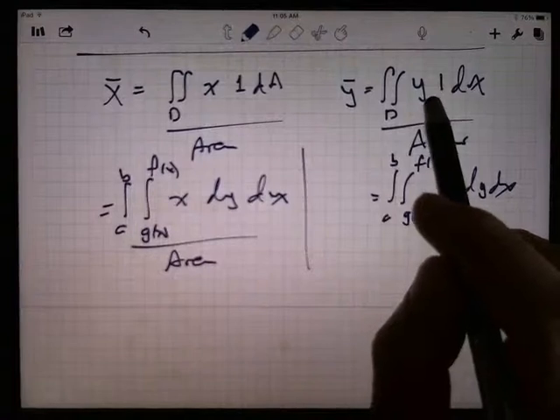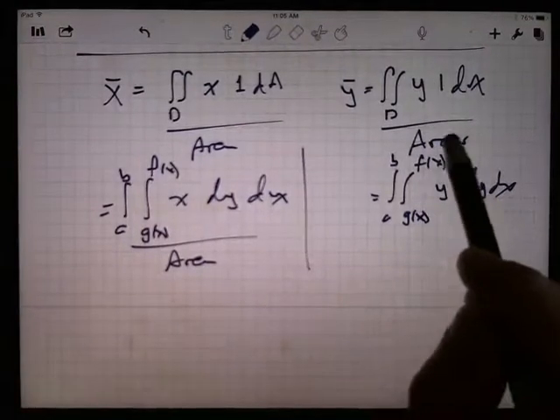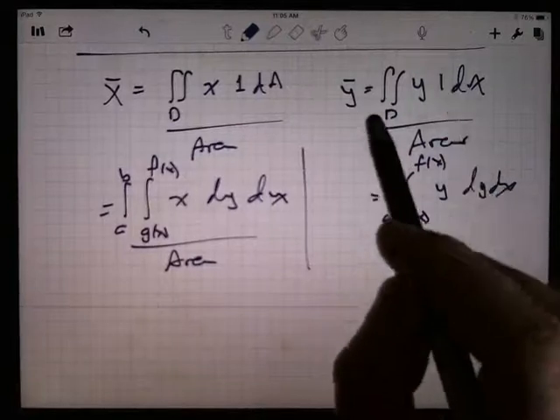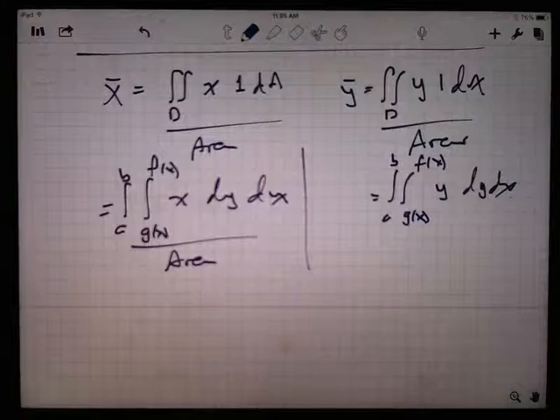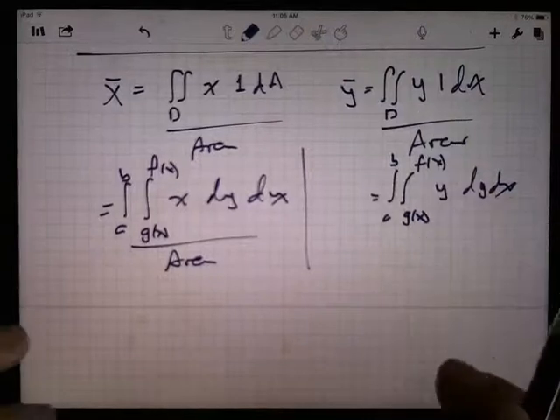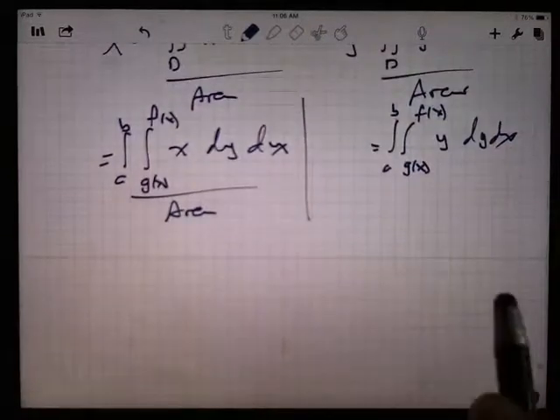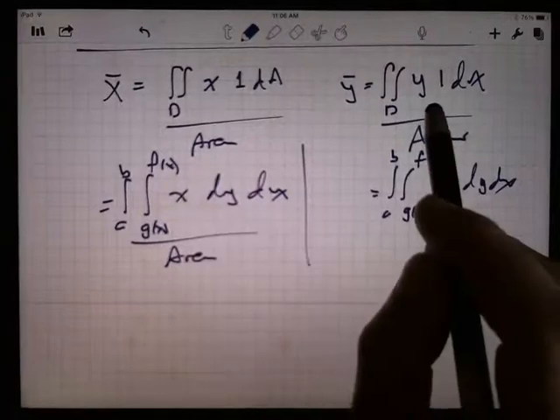Likewise here, we're finding the integral of y and then dividing by the area of what we're integrating over. So this is the average value of the function y. So finding the center of mass when you have uniform density is just finding the average x value or the average y value. It's the one notion, average x or average y.